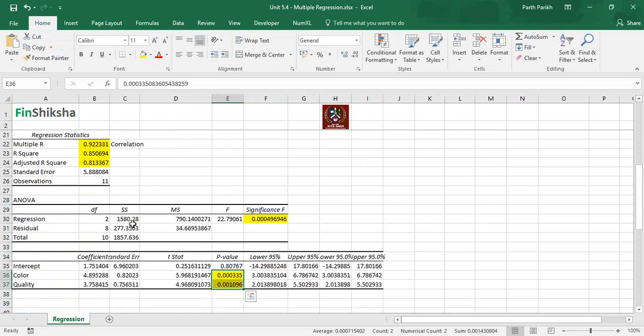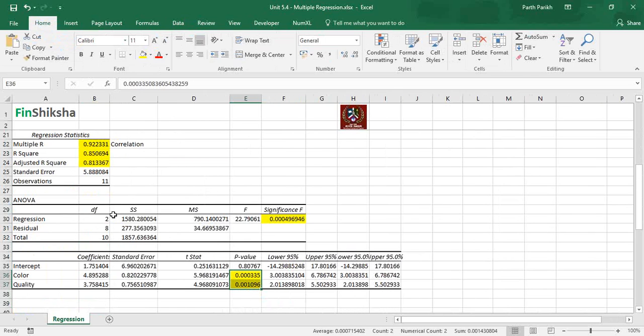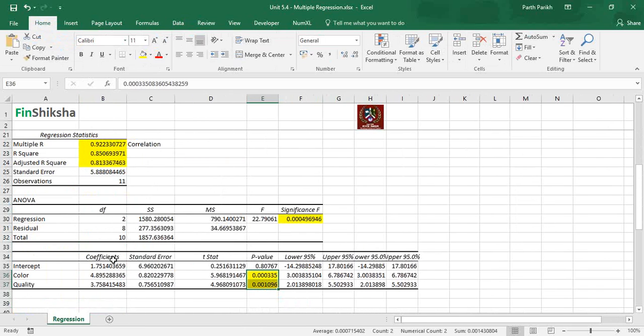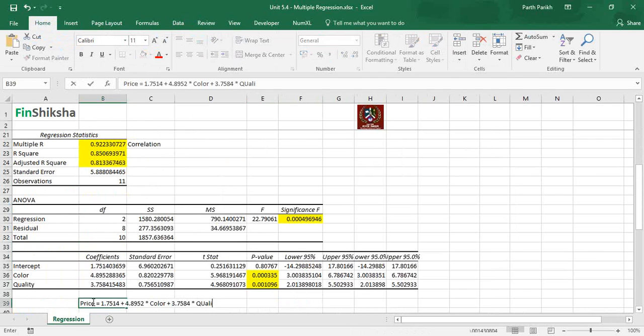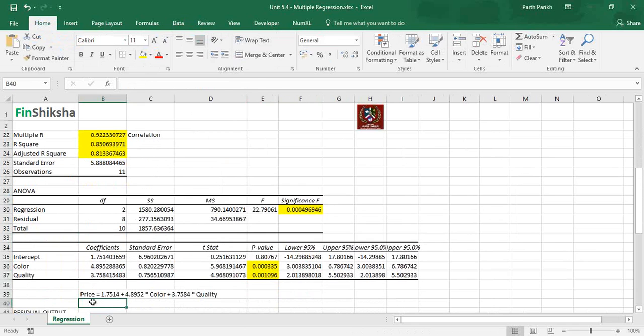All right. Also, the standard error is not too high. We can continue with the standard error. We can continue with the independent variable as well. Now, how do we form the equation over here? So my price equation would be my intercept, which is 1.7514 plus 4.8952 times the color plus 3.7584 times the quality. This is the equation over here.